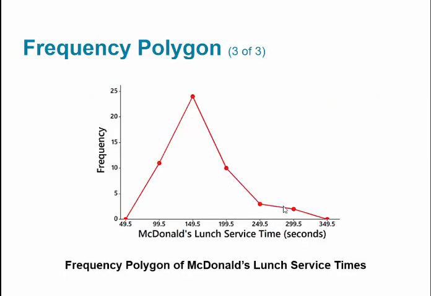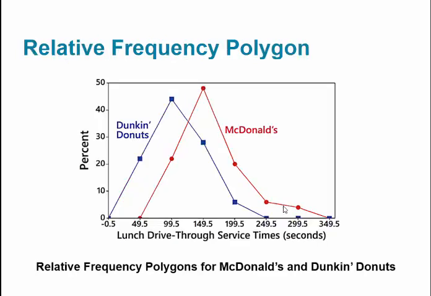And here's a frequency polygon for the McDonald's lunchtime service in seconds. So this is the data that we've been kind of messing around with a little bit. So here's a relative frequency polygon, and you can see that the vertical scale now went from frequency to percent. And of course, we can use this to compare two different companies or two separate data sets.